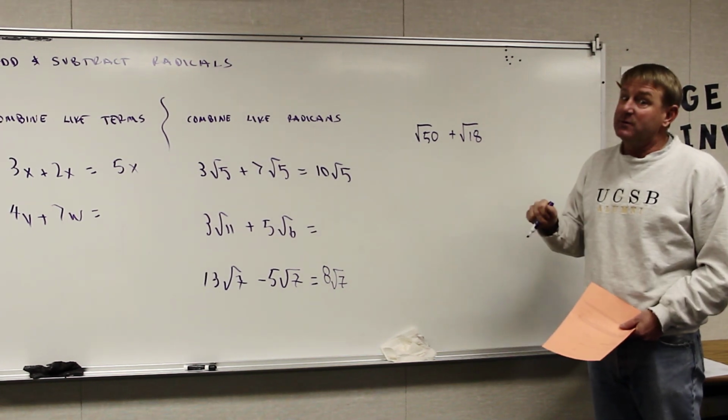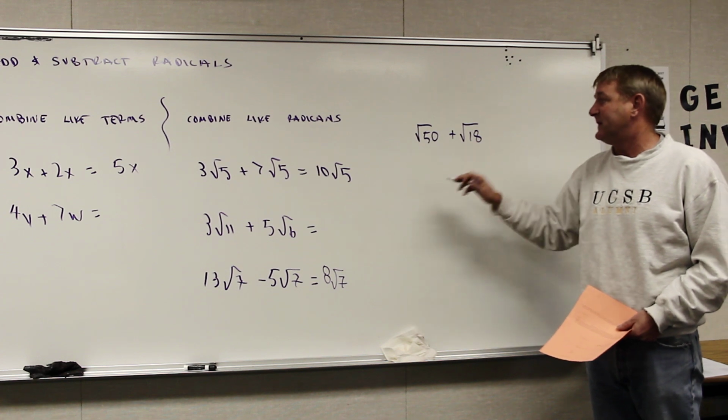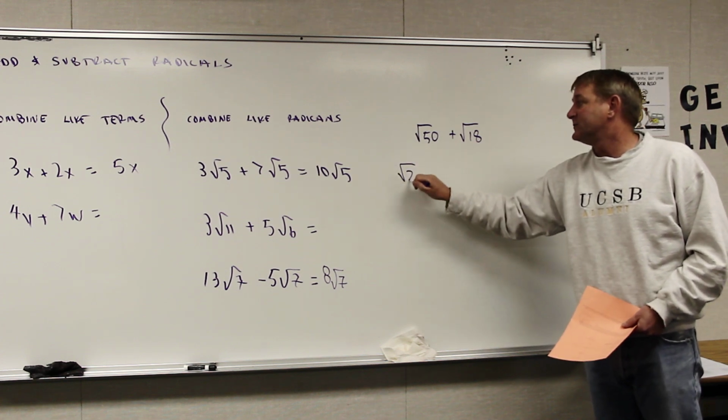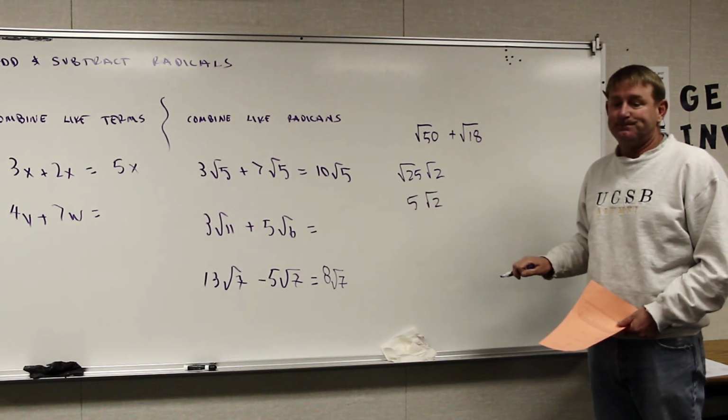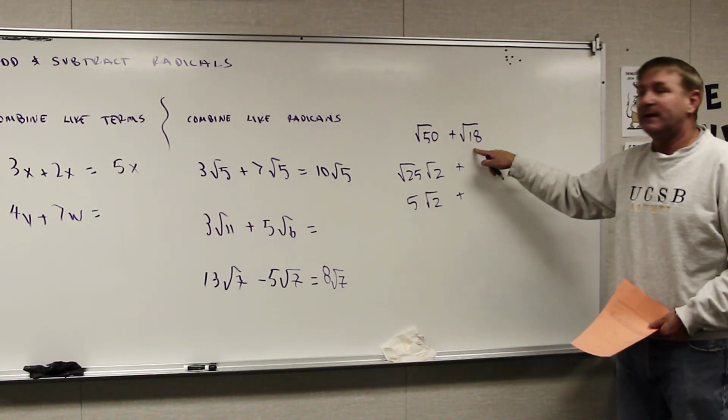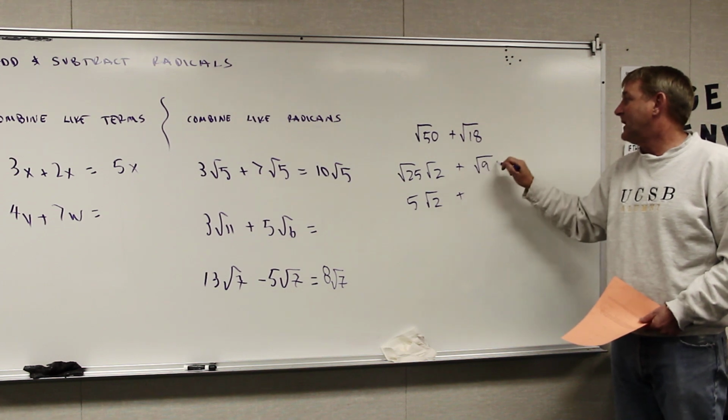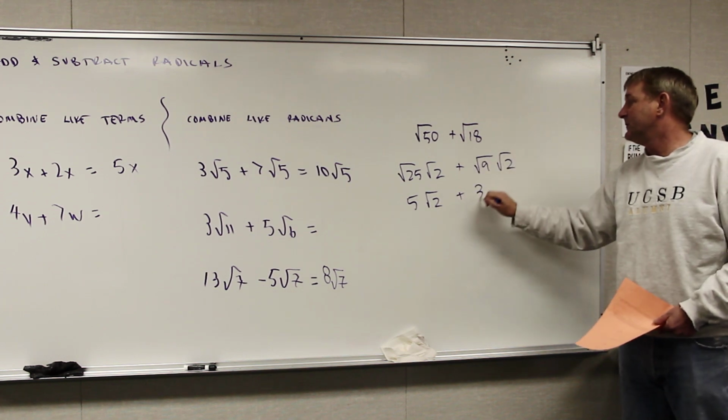However, if you go back and use what we did earlier in the week and we simplify these, well, root 50, that becomes root 25 and root 2. So that's 5 root 2 plus root 18. That's root 9 and root 2. So that's 3 root 2.